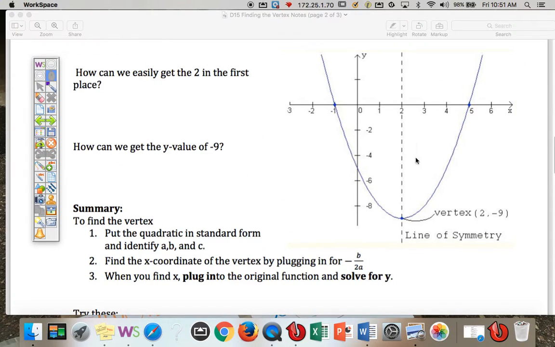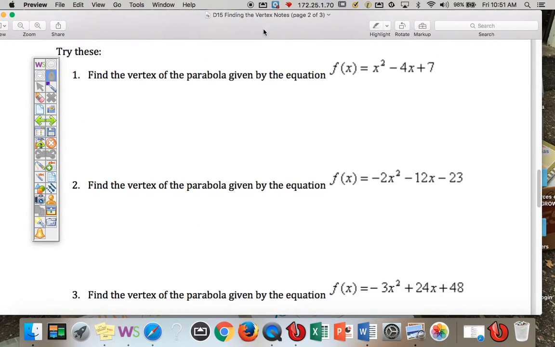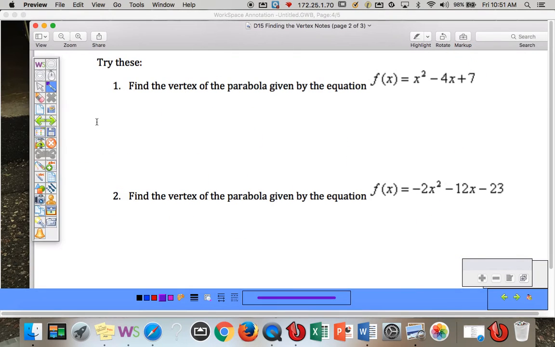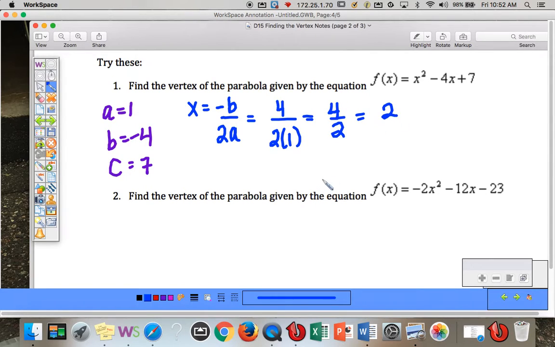So the steps are written out right here, and we'll do some examples together. The first step is to find a, b, and c, and that's review. So here a is 1, b is negative 4, and c is 7. And so if we have to find x, it's opposite b over 2a. So the opposite of negative 4 is 4 over 2a. 2 times 1 is 2. So this is 4 divided by 2. So the x value is 2.